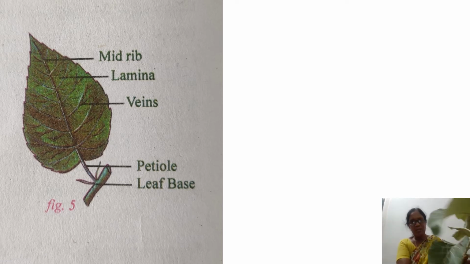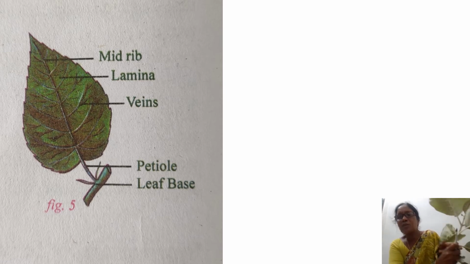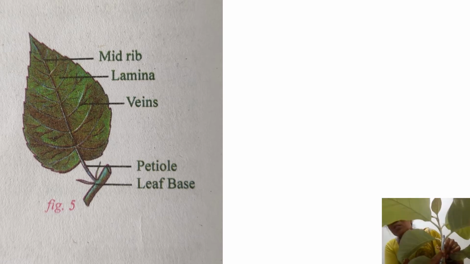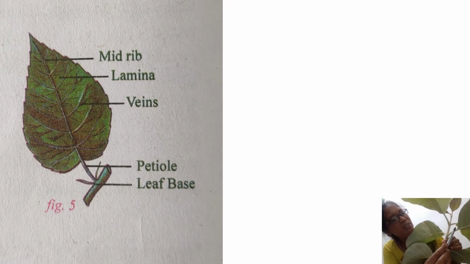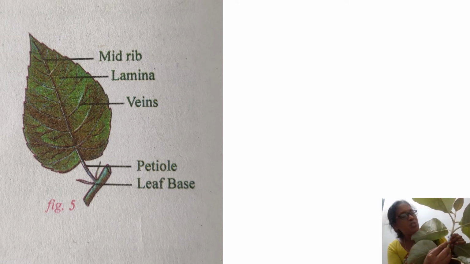This is a branch. See, with this stalk-like structure. This stalk-like structure is stuck to the stem. Stem దగ్గరకు ఉంది కదా. What do we call this stalk-like structure? The name antamu petiole. What do we call it?